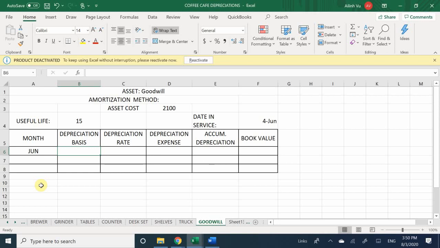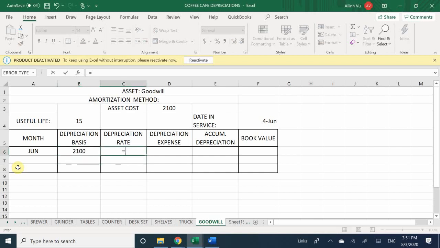So there is no salvage value when it comes to buying a license or some kind of goodwill, intangible property. So yes, it functions just like straight line. So, what is the depreciation basis for straight line? Straight line is the cost of the asset minus the salvage value. But there is no salvage value, so it's the full cost. The rate is 1 divided by the useful life, which is 15.